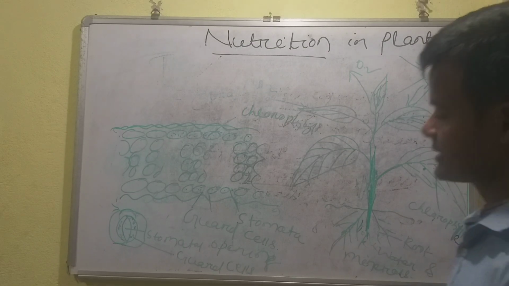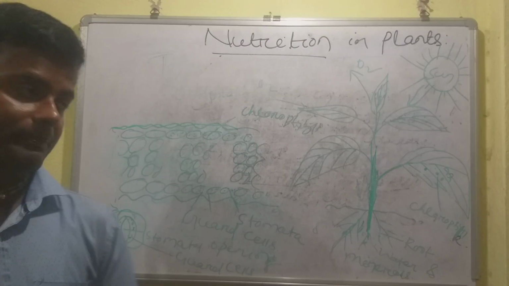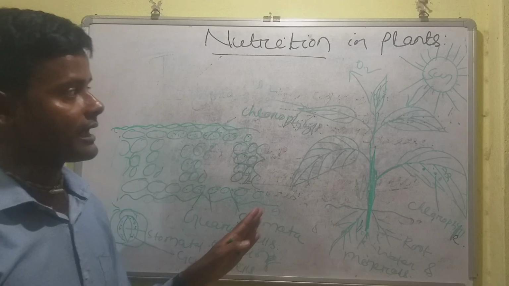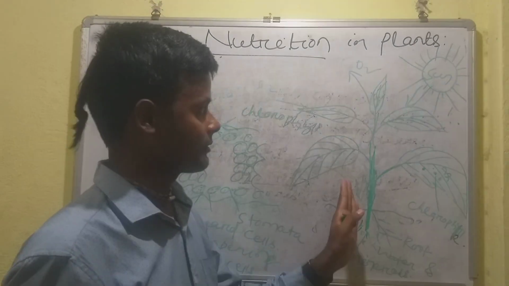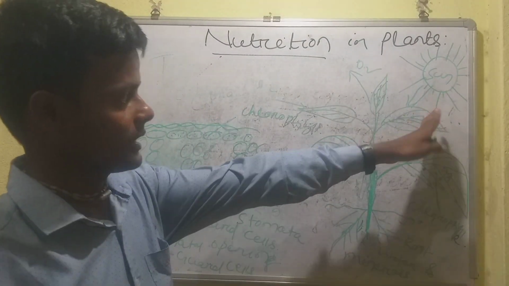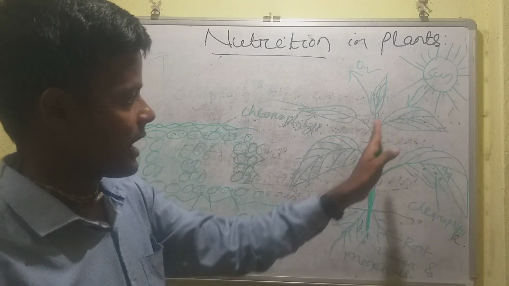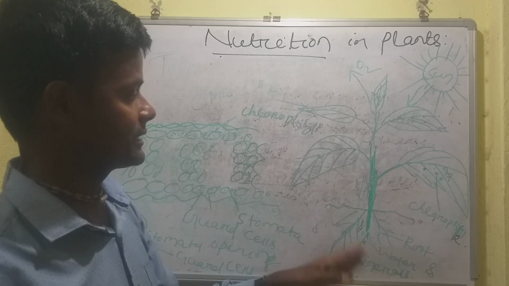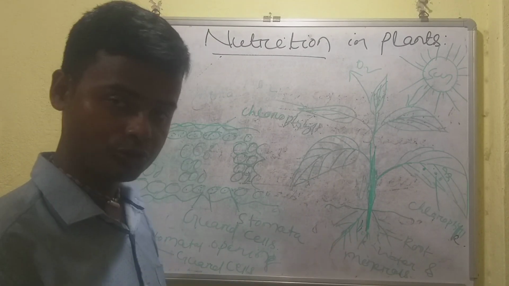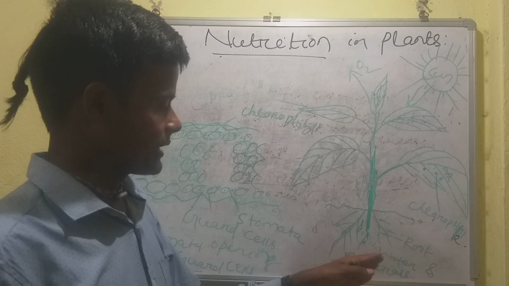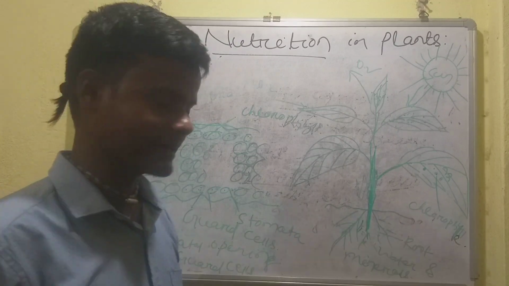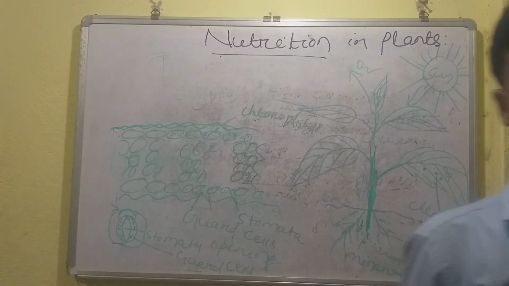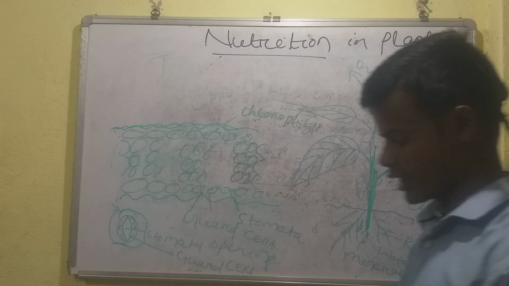In this photosynthesis process, green plants prepare their food, right? Green plants get energy from sunlight. Green plants take sunlight and use carbon dioxide and water. Water is taken from the roots, along with minerals, and with the chlorophyll pigment they prepare their own food material. So green plants are known as autotrophs.